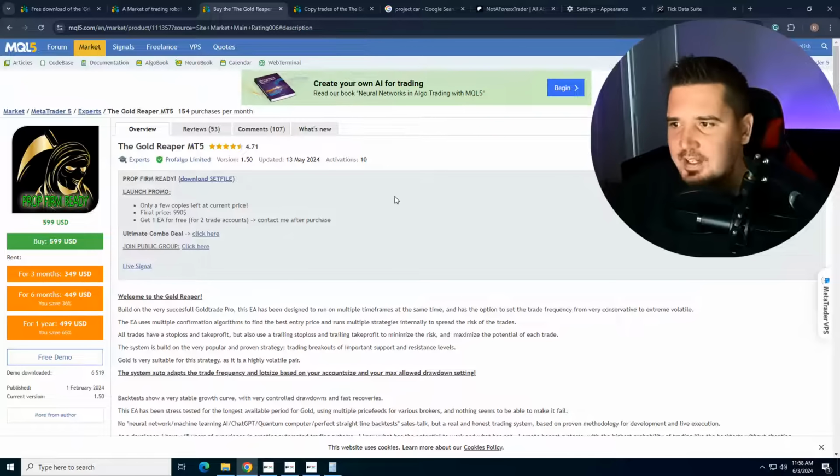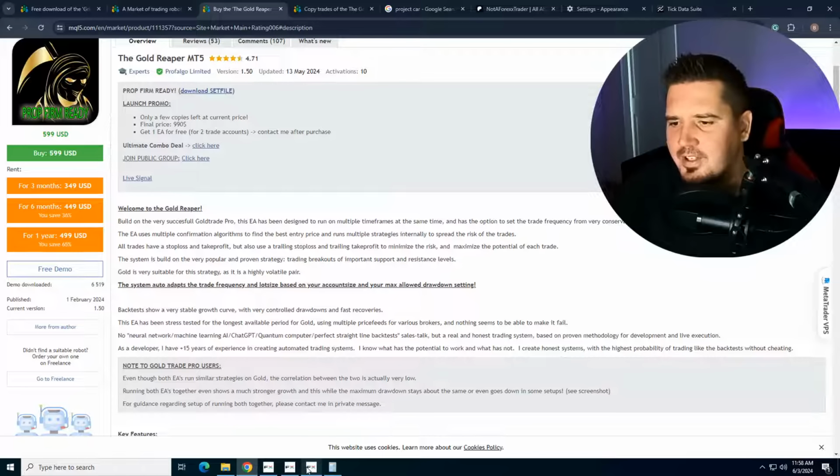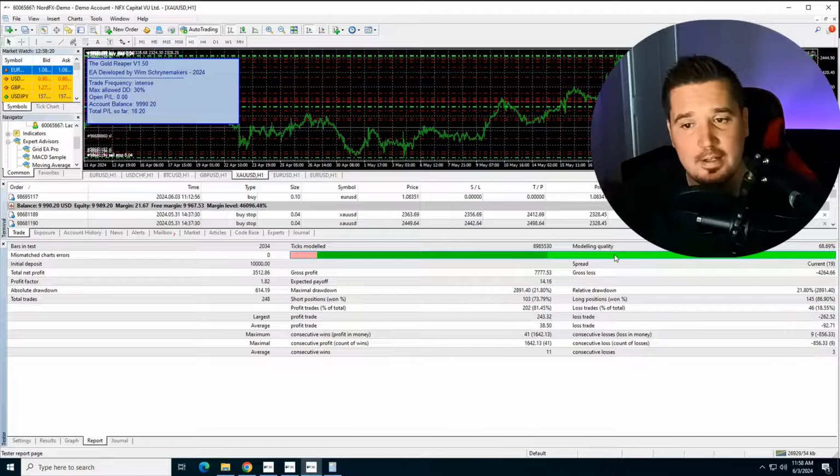So this is our high price point EA. My results, at least from the testing, are slightly different. So it could be the modeling quality, which isn't 100%. It does take a very long time to backtest this EA because there's so much stuff that it needs to take into consideration. All of these lines on the chart, there is logic behind that, and basically causes this to take a long time to test because it's trying to filter through all of that information.